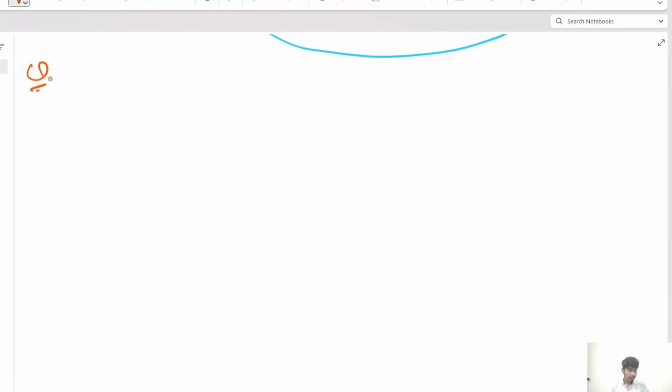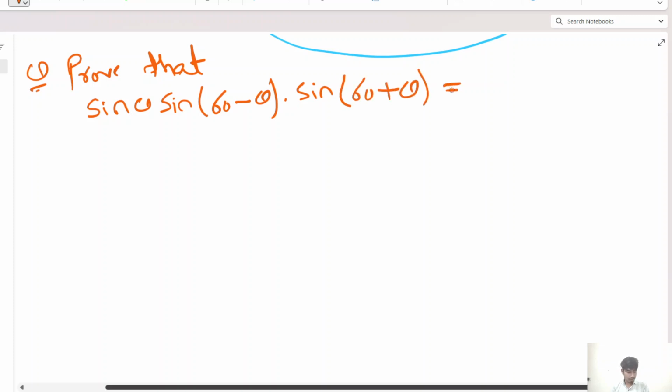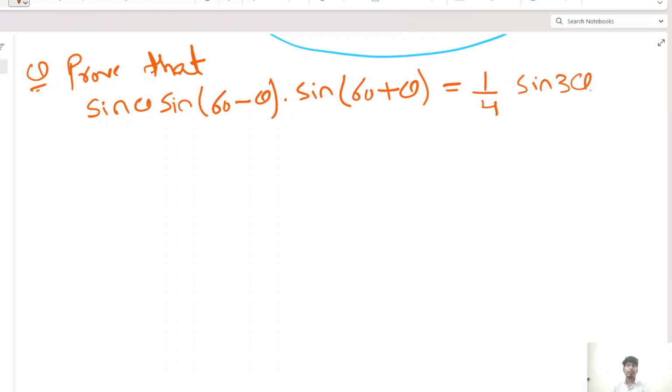First question is prove that sine theta into sine of 60 minus theta into sine of 60 plus theta is equal to 1 upon 4 sine 3 theta. This we have to prove. Then we solve LHS and this is equal to RHS.